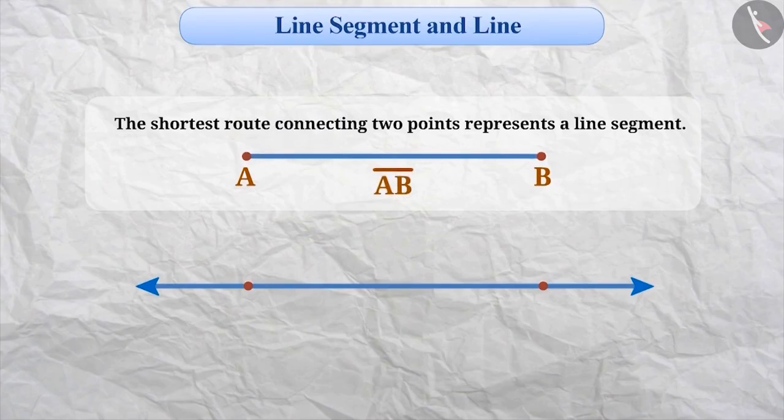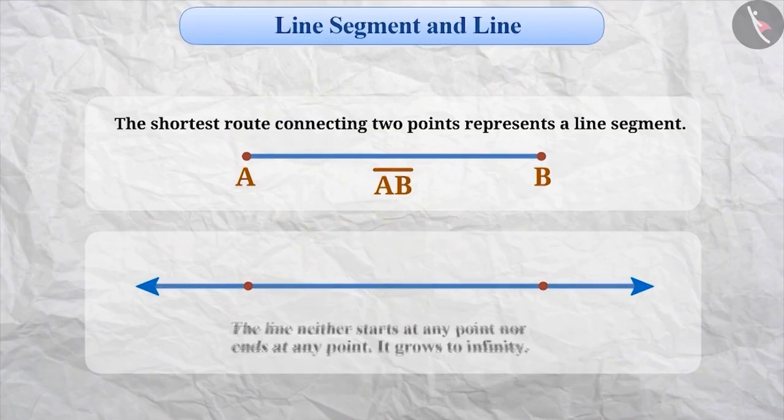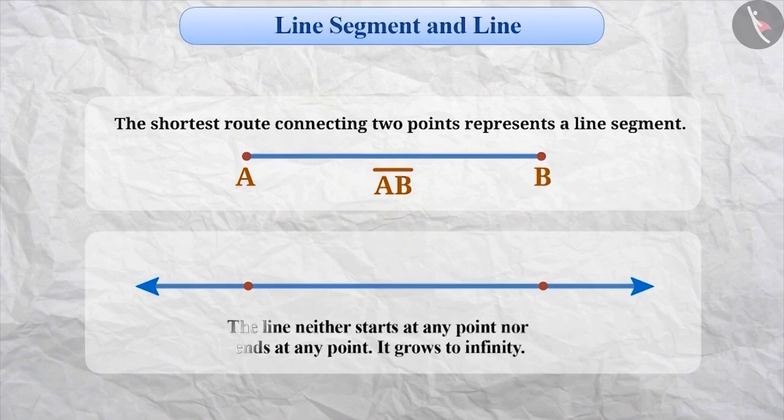When we extend the line segment infinitely from both sides, we get a line. We can say that a line neither starts at a point nor does it end at a point. It increases infinitely, which is represented by an arrow mark on both the ends. Can you tell what we can name this line? Think for a while.